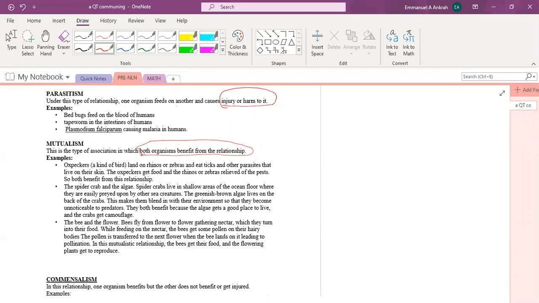Okay, so those are beneficial relationships. Bees get food from nectar, and the flowers get pollinated. And as we said last time, pollination leads to fertilization, and fertilization will lead to seed production. So the plants reproduce themselves through this process. So those are some of the examples of mutualism. Keyword, both organisms benefit.